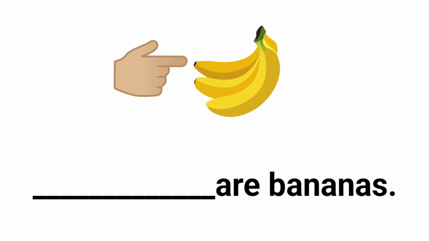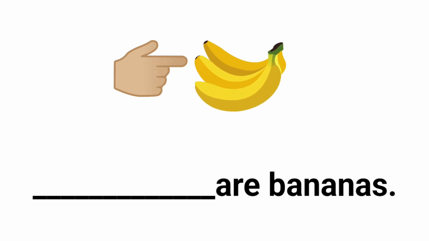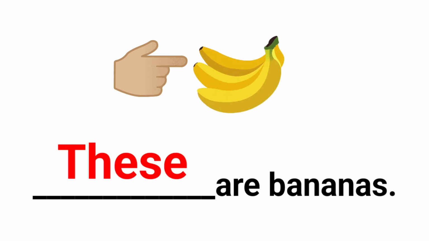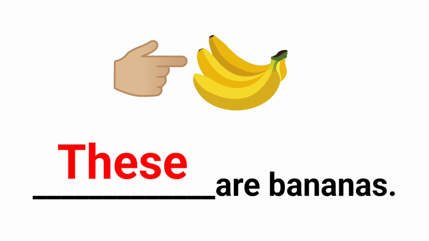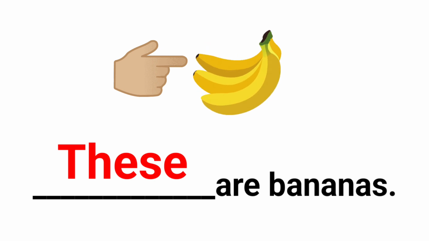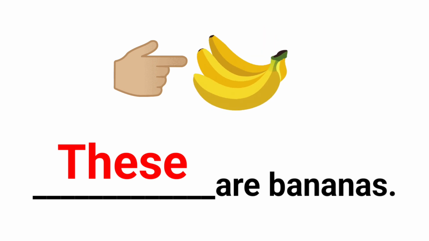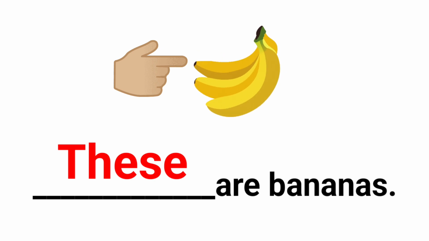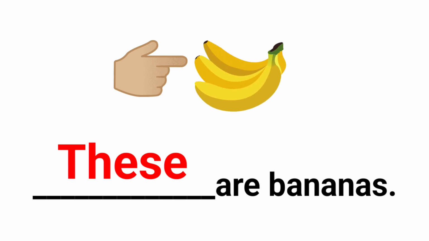Dash are bananas. Tell the answer, children. Yes, these are bananas. Why these? Yes, the finger is near to the bananas, as well as the bananas are plural objects. So here we use these. So the sentence is, these are bananas.